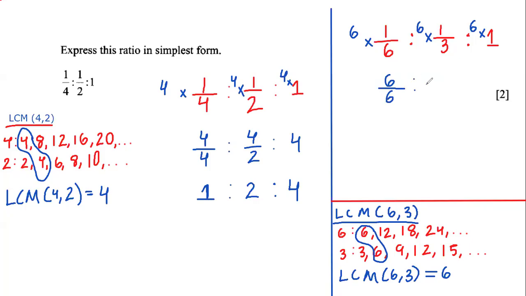So 6 times 1 is 6, all over 6, right? 6 times 1 is 6, all over 3. 6 times 1 is 6. Very good. So what's going to be our final answer? 1, 2, 6. Very good. So we have 6 over 6, which is going to give us 1, right?